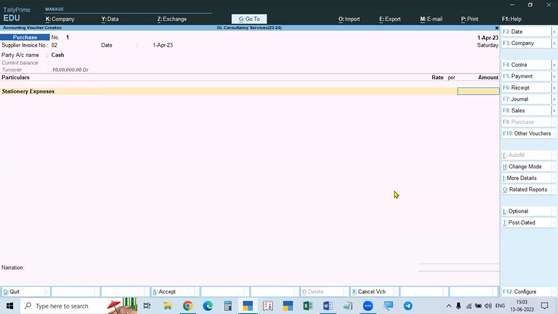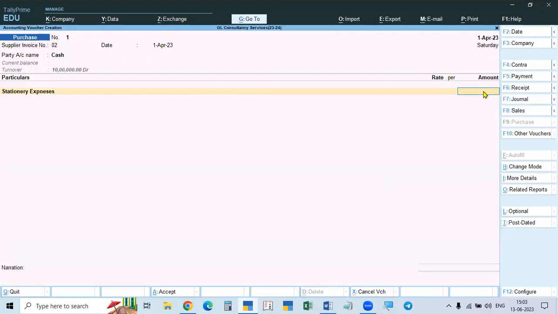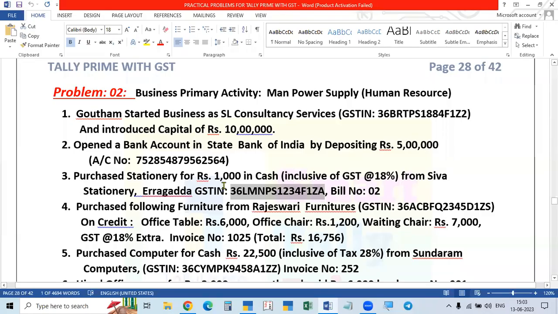1,000 rupees, but this 1,000 rupees is not the taxable value. We have to show the tax also. But here we cannot show the 1,000 rupees because 1,000 rupees is not the taxable value. We have to show the taxable value, then tax. Here, how to calculate the taxable value?